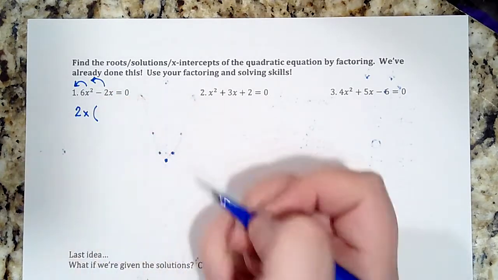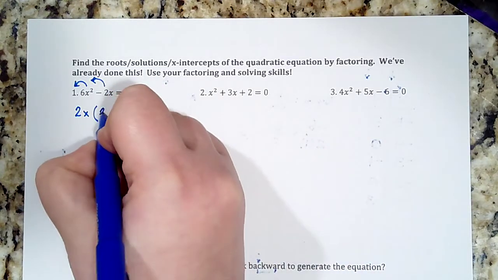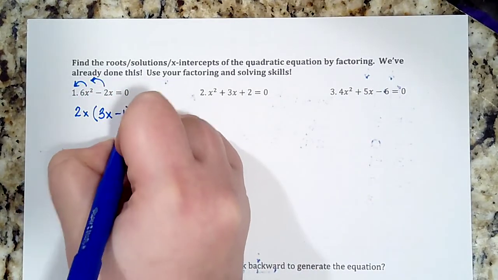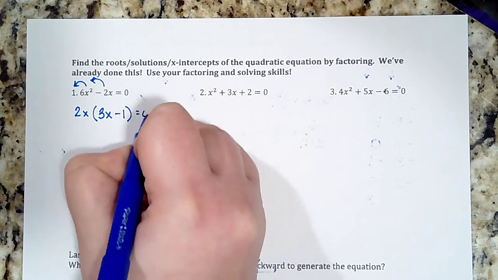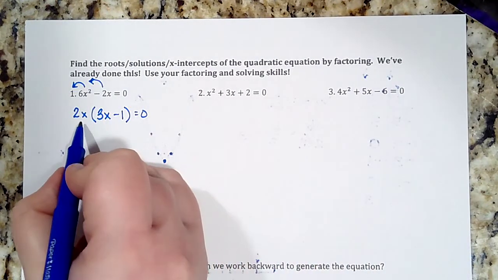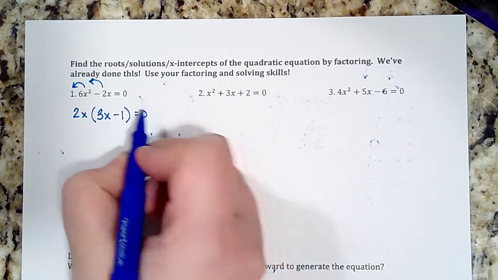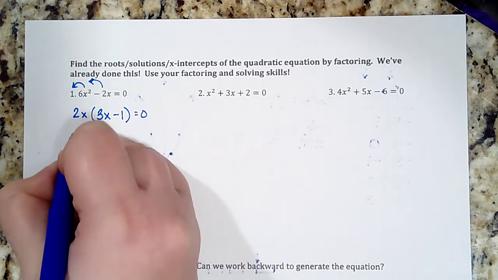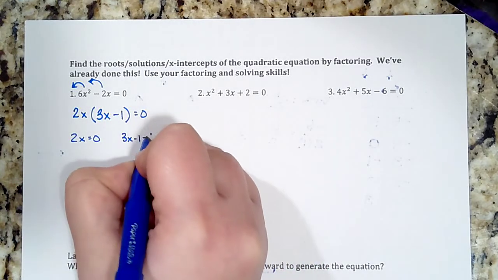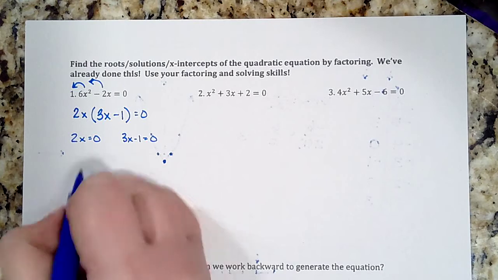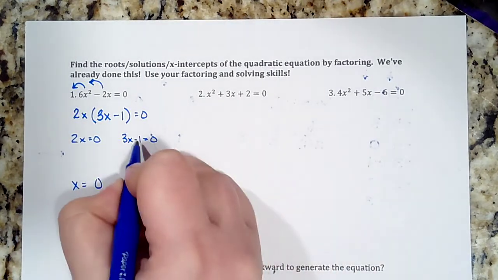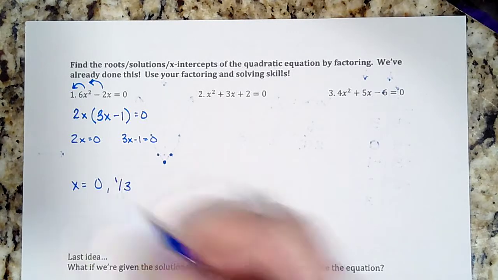Now, when I undistribute it out of the first, I'm left with 3x. When I undistribute it out of the second, I'm left with -1. And it still equals 0. Now, why did I want to rewrite it this way? Well, because now that we have a product and we have something equal to 0, we can use our zero product property that says the first thing equals 0 or the second thing equals 0. And from there we solve. When I solve the first one, I get x equals 0. When I solve the second one, I get 1/3.